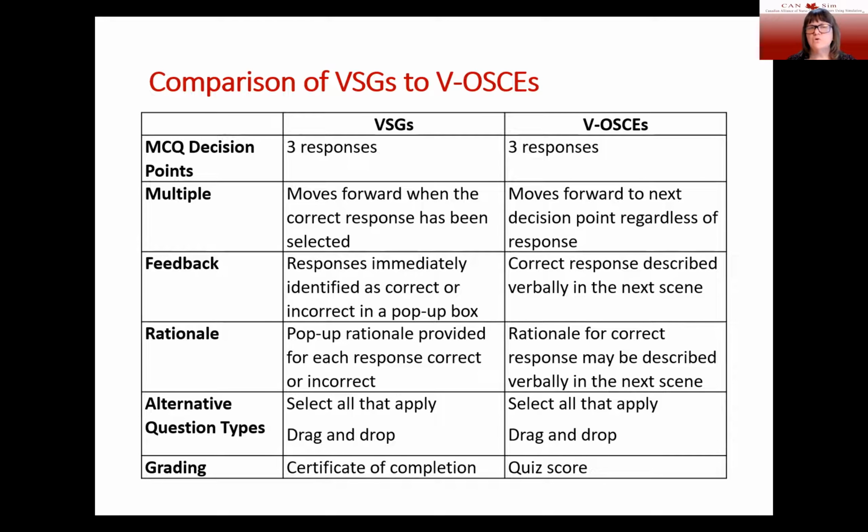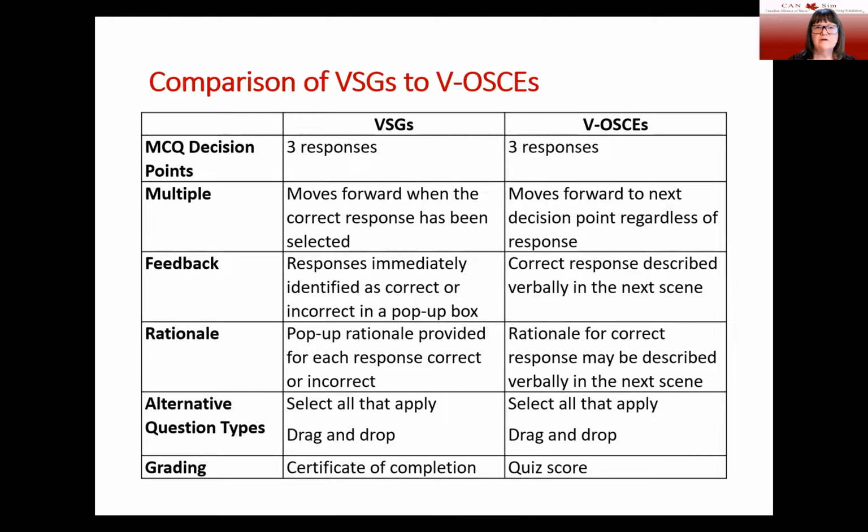So for the multiple choice decision points, both of them had 3 possible responses, and one of them was correct. With the virtual simulation games, it would move forward once the correct response was selected. But with the OSCE, because it was a test, we weren't giving them the opportunity to go back and correct themselves if they selected the wrong response. So if they selected this wrong response, they would get a message that their response had been submitted, but they weren't being told immediately that it was correct or incorrect.